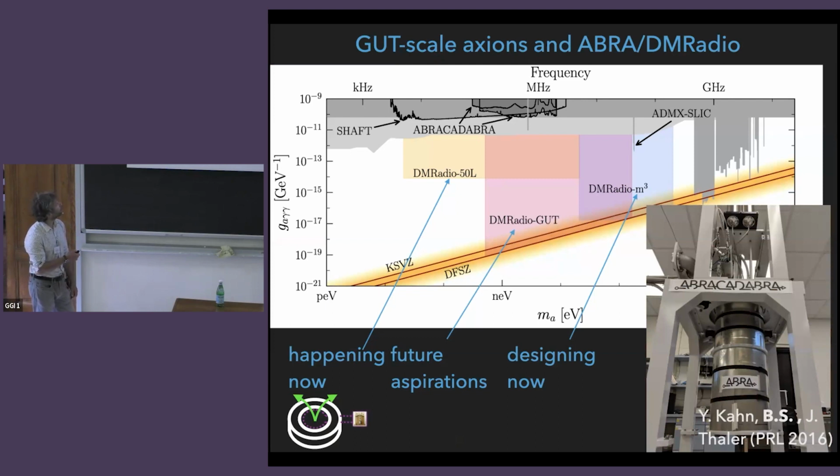And we have this kind of ambitious set of 3 experiments that are being planned and built, and we can have discussions related to those, which are aiming for, as you can see by the name of this experiment, DM Radio GUT, this f_a of 10^16 GeV, corresponding to a mass of around a nano eV QCD axion.